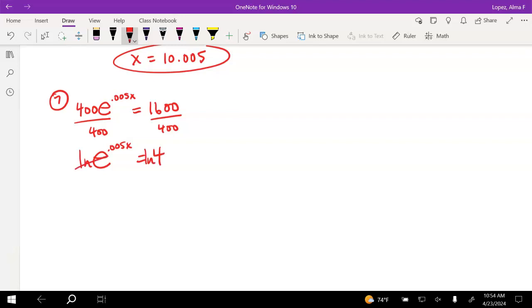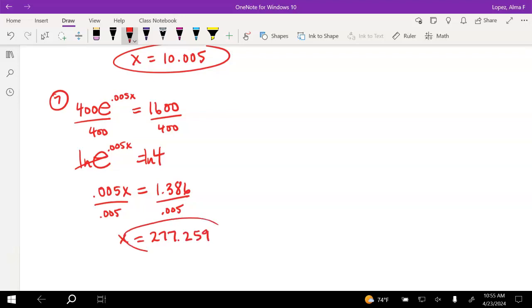On the left, the natural log and the e cancel, so the 0.005 drops straight down. On the other side, the natural log of 4 is the number 1.386. After dividing both sides by 0.005, we're going to end up with x is equal to 277.259.